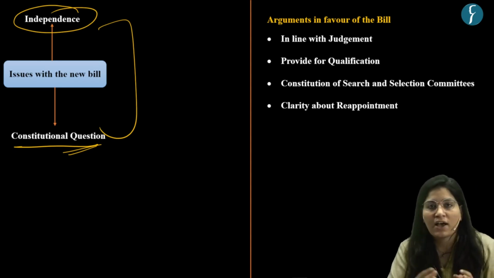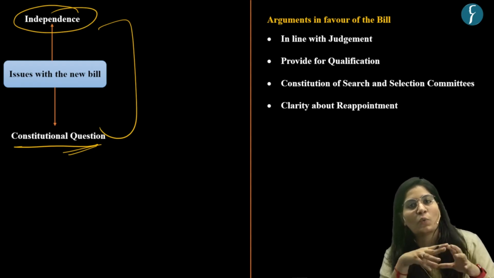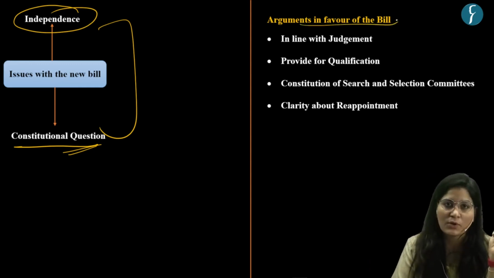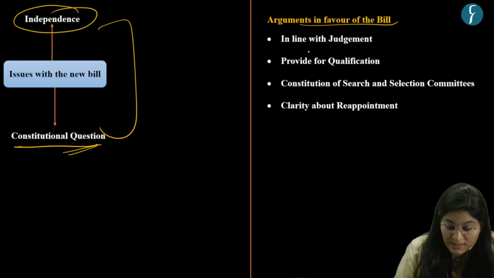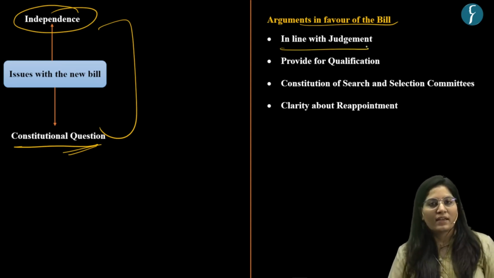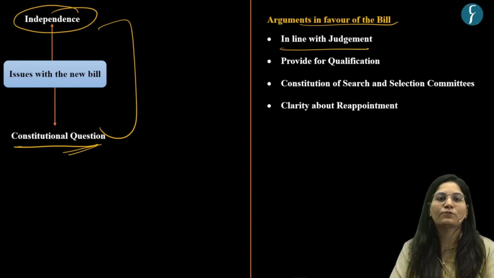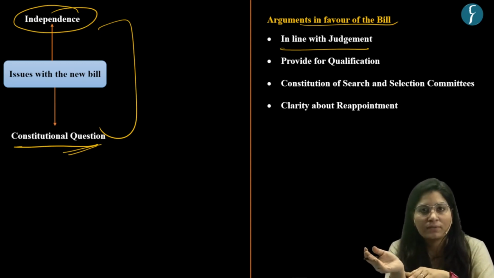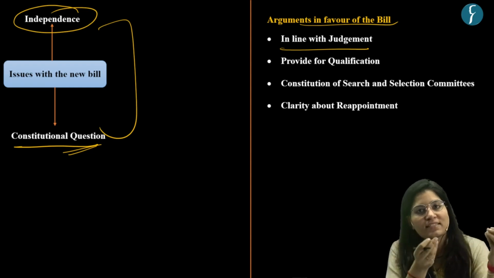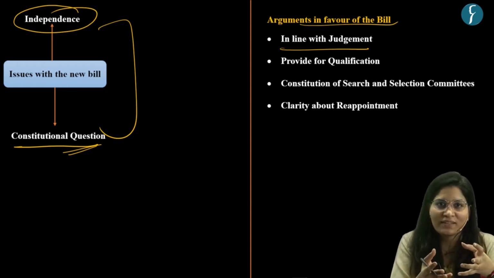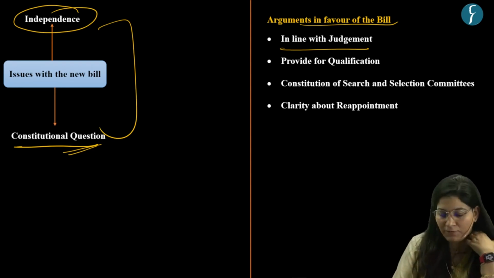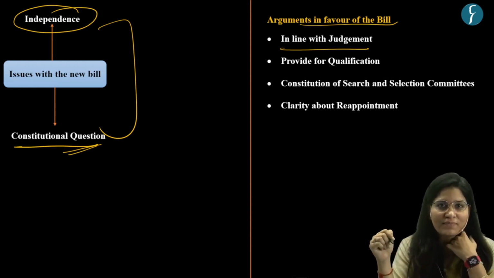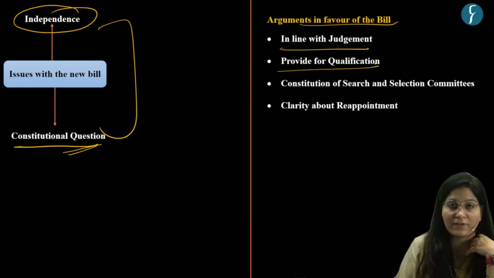So now, having seen the issues, why is the government supporting this bill? Because there are some arguments in favor of this bill. Okay, so let's see those arguments one by one. The first is, it is in line with the judgment. The Supreme Court only asked the Centre to formulate the law, and it is the domain of Parliament to make such law with respect to the tenure and service conditions of CEC and EC. So nothing wrong in that. And this bill is well aligned, in line with the judgment provided by the Supreme Court of India.